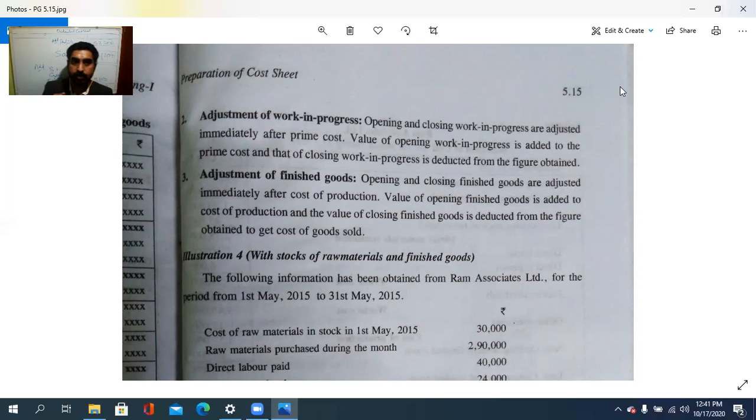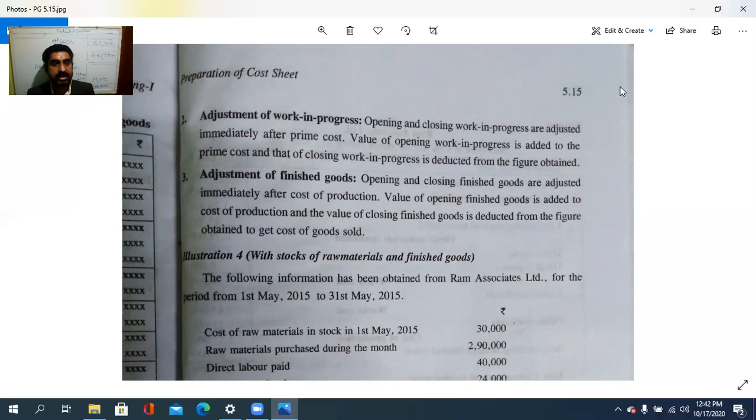Next is adjustment of the work in progress. After calculating the prime cost, we need to add the factory overhead, and along with the factory overhead we need to deduct the sale of scrap of the material, and then we will add the opening work in progress and deduct the closing work in progress. Okay, then we will reach the factory cost. After the factory cost, we will add the opening and closing finished goods, or after the cost of production.